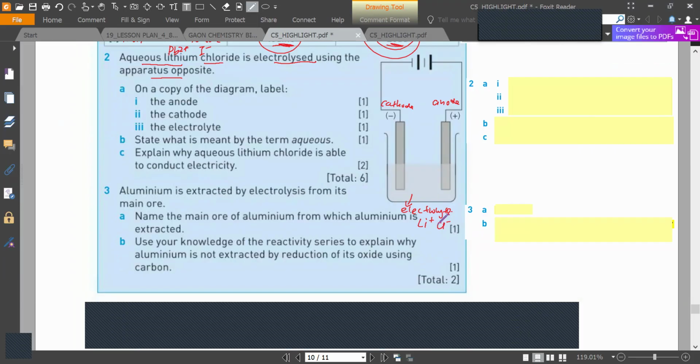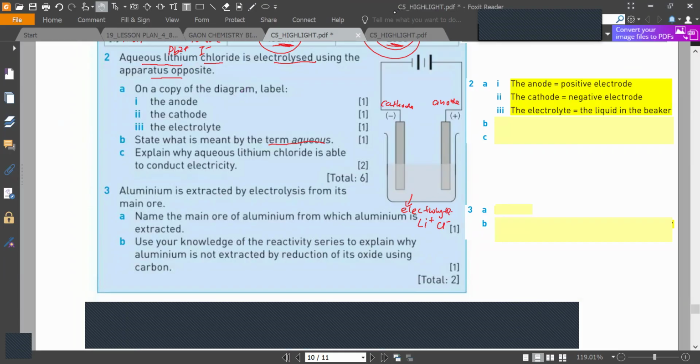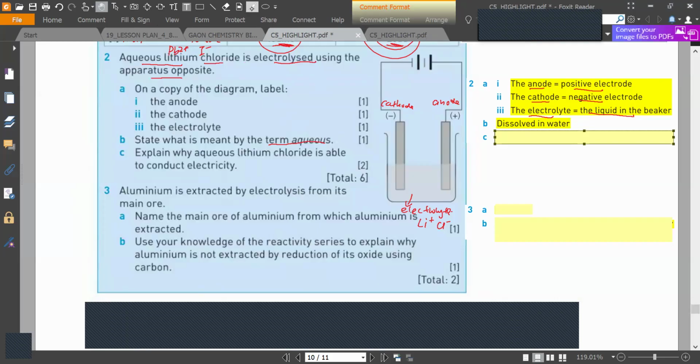So what does it mean by aqueous? Just now, the anode is the positive electrode, the cathode is the negative electrode, and the electrolyte will be the liquid in the beaker. Aqueous means it's dissolved in water, so this lithium chloride is dissolved in water.